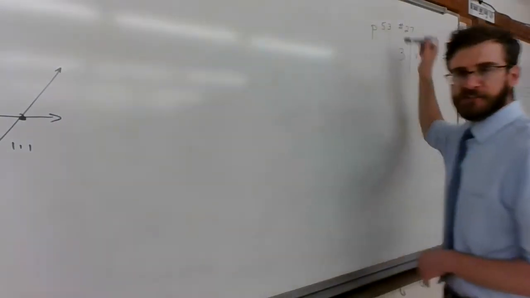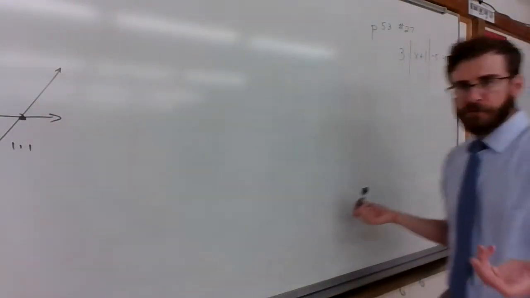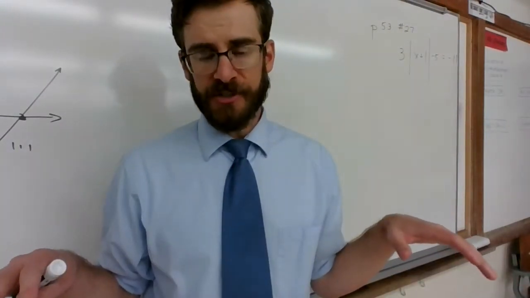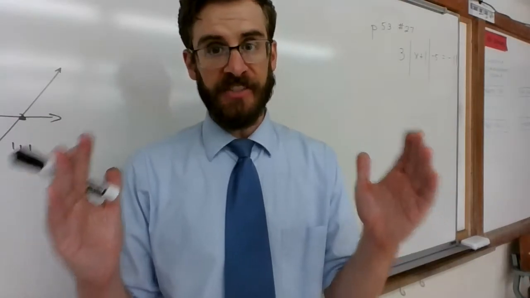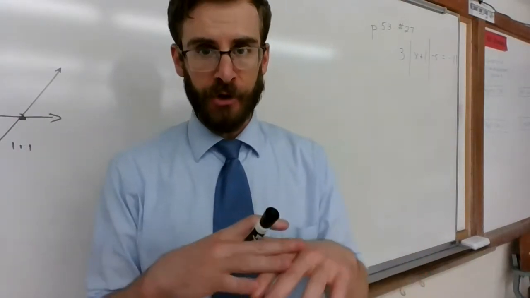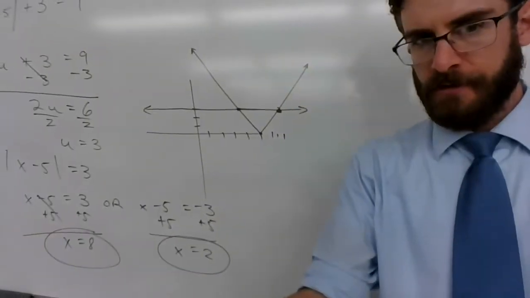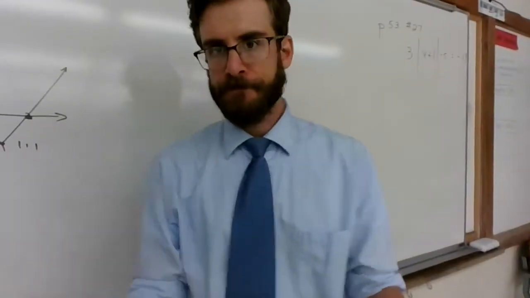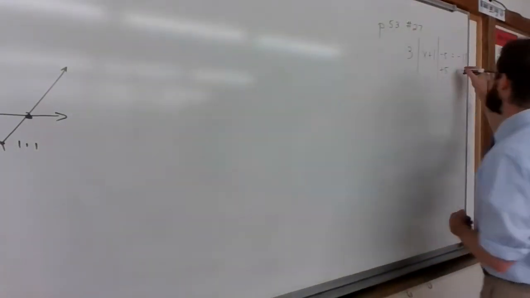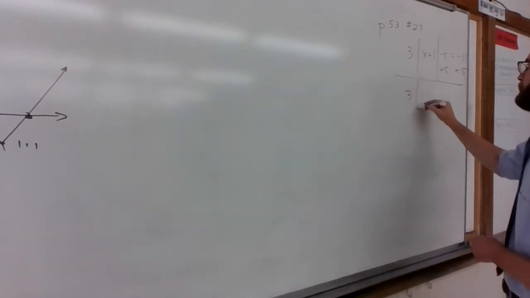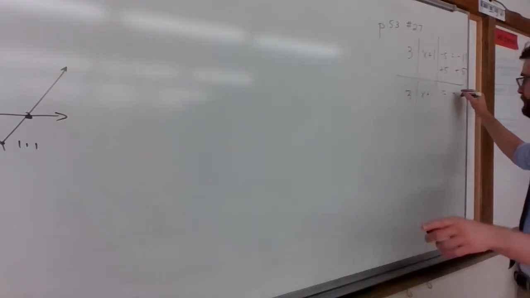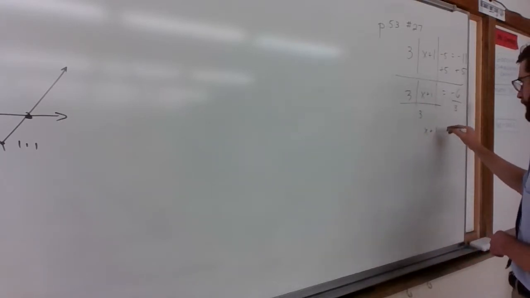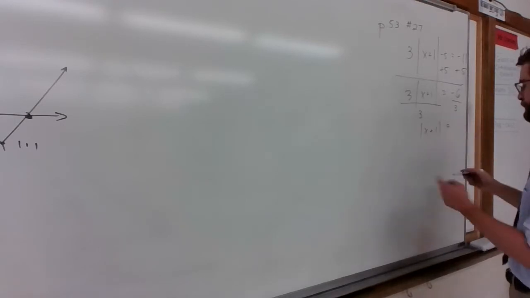This is on page 53, number 27. Kind of the same moves. It looks like it has identical structure, so I'm not even going to do the u substitution. I'm just going to get the absolute value quantity by itself before doing any of this business of dropping the bars. So add 5 to both sides. That gives me negative 6 on the right-hand side. Divide by 3. And I get the absolute value of x plus 1 equals negative 2.